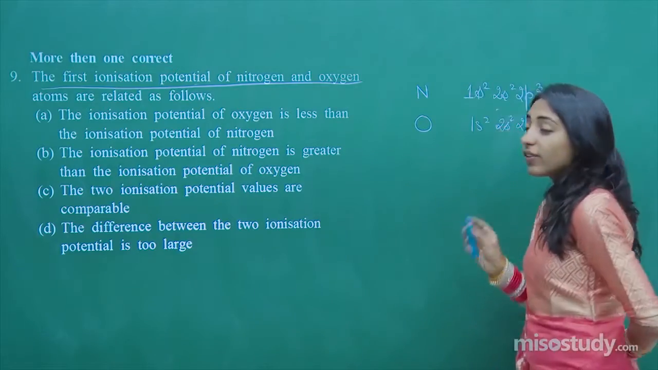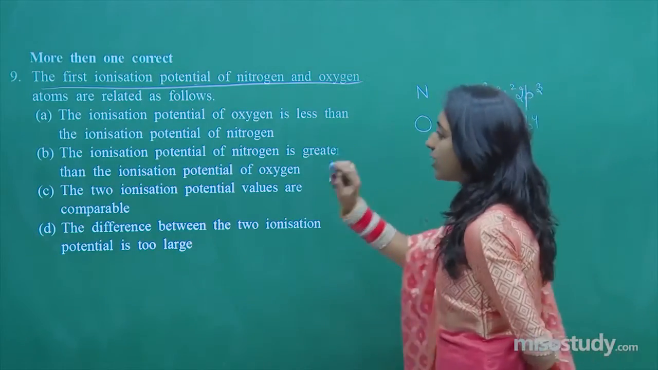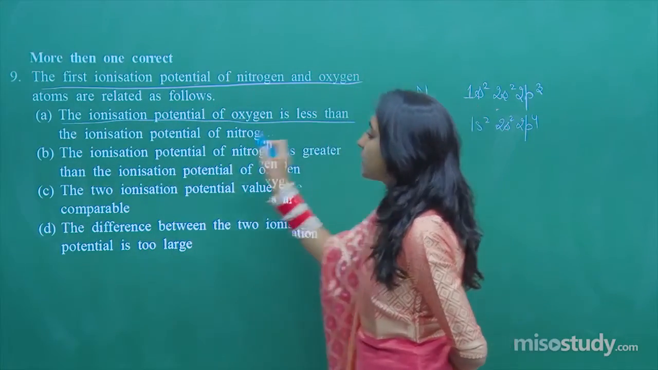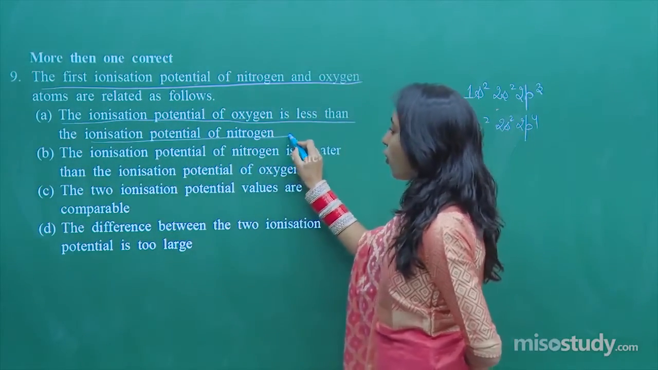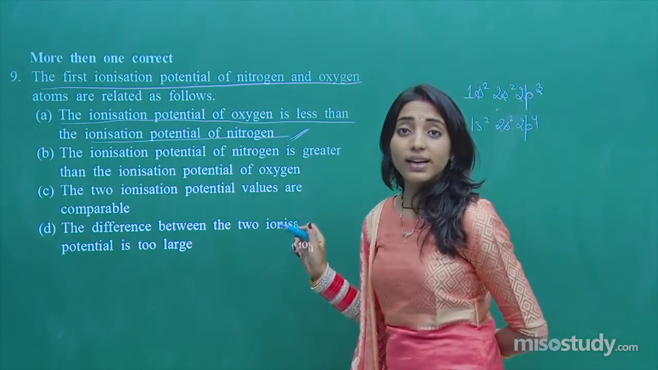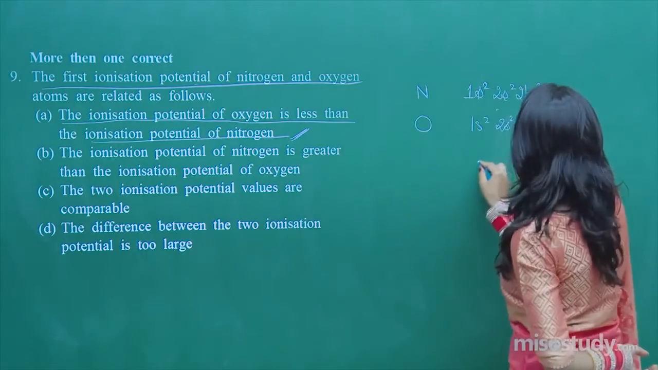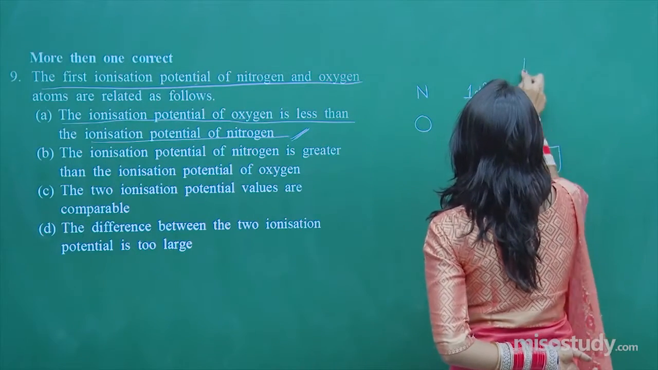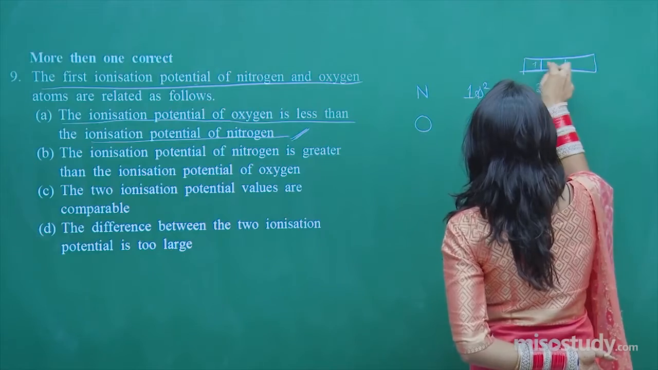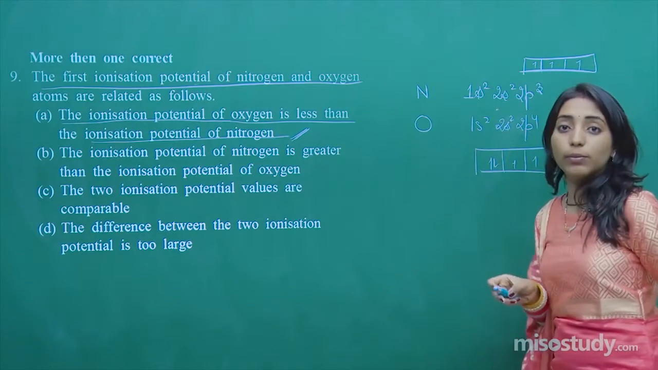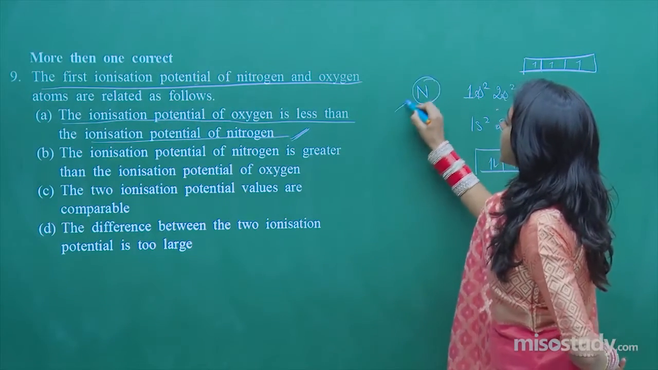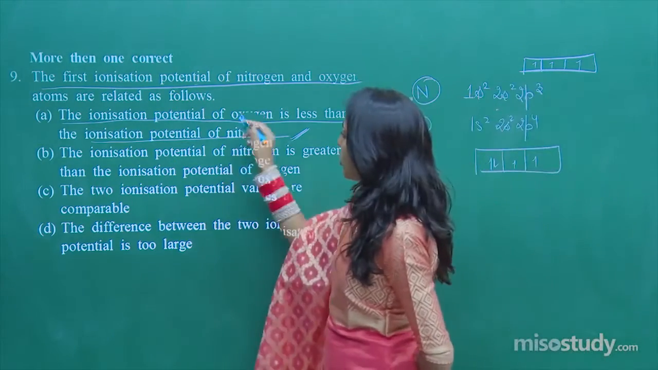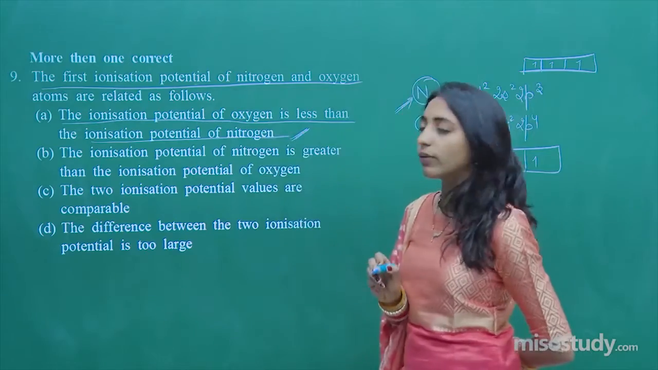See, let's read down the options. The ionization potential of oxygen is less than the ionization potential of nitrogen. Yes, that is correct. Why? Because nitrogen has a half-filled p orbital, which is totally symmetrical, more stable. So more energy will be required in the case of nitrogen to remove an electron. So the ionization potential of oxygen will be less than that of nitrogen.